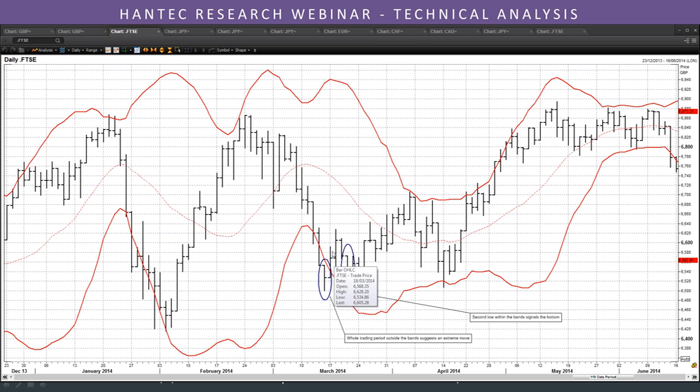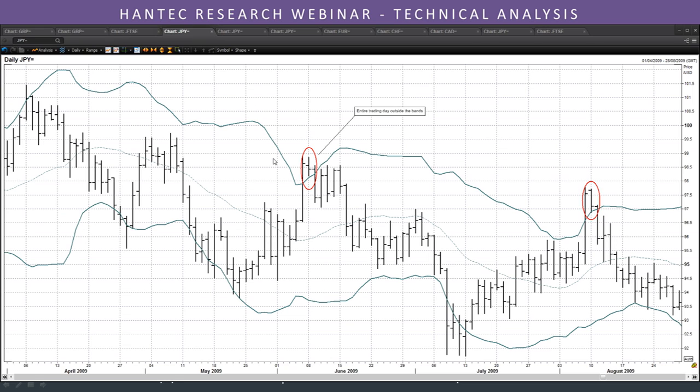And as I said, it can often work best with a confirmation of a second low that comes inside the bands, and that is what you're seeing here. You've got your second low inside the bands, and then you get a move that goes from one band up towards the next band, and this one on FTSE worked very well in this instance.